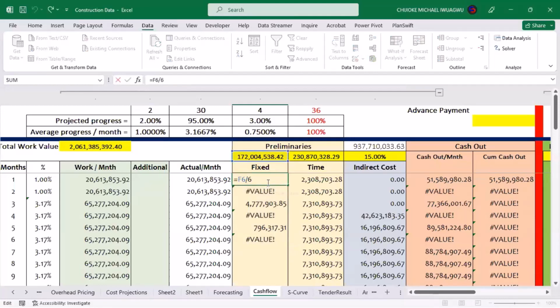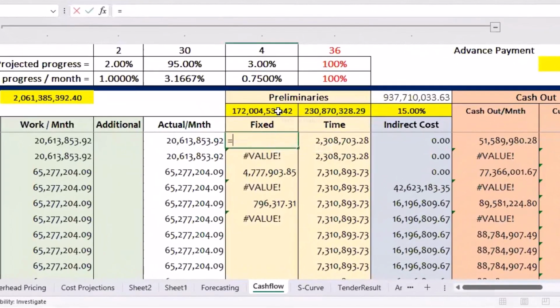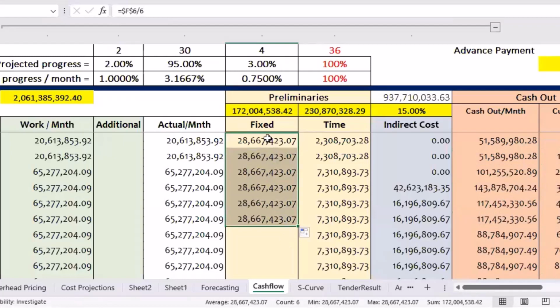Oh, sorry. What I'm doing is this. I said this amount, make sure you fix it, divided by 6 months. Now, it is giving me 28 million naira as against what I initially had there. I will now go ahead and drag it up to the 6th month. Make sure you drag it up to the 6th month.